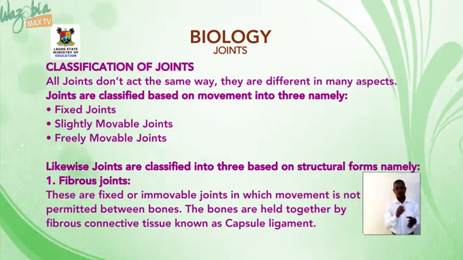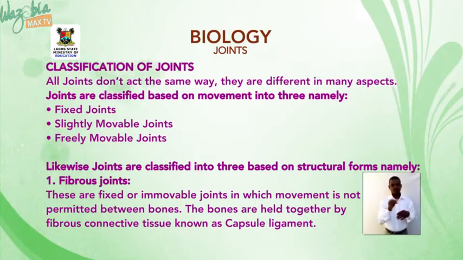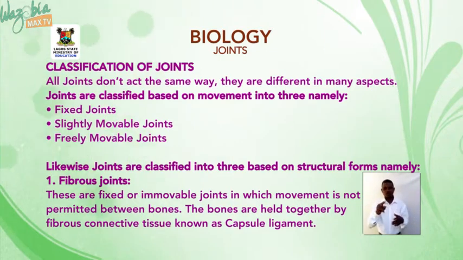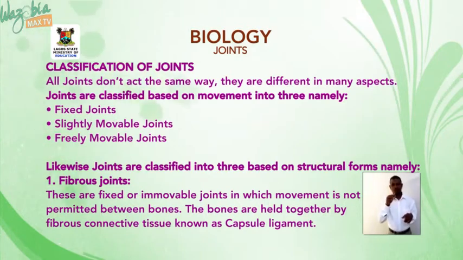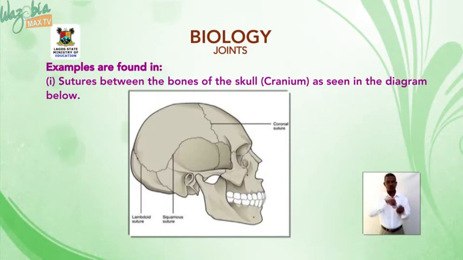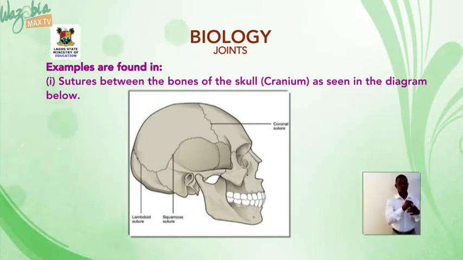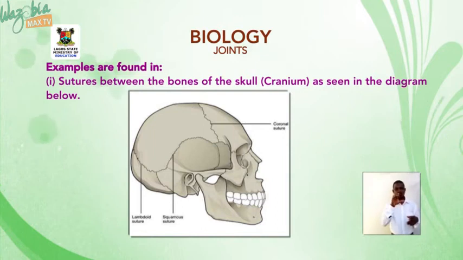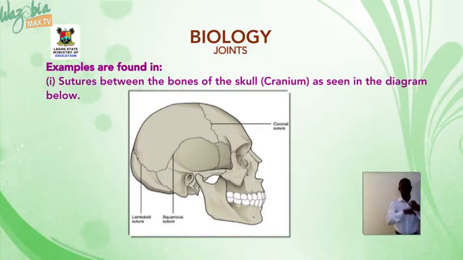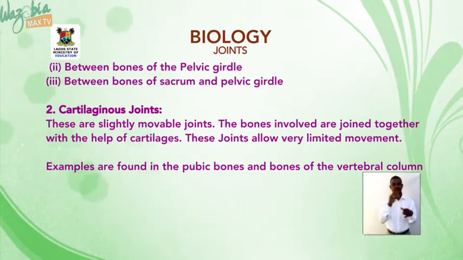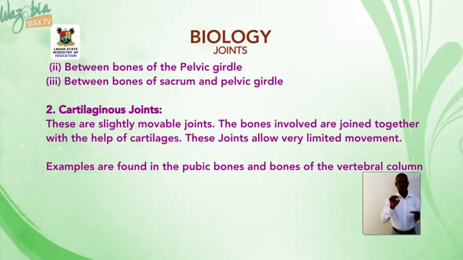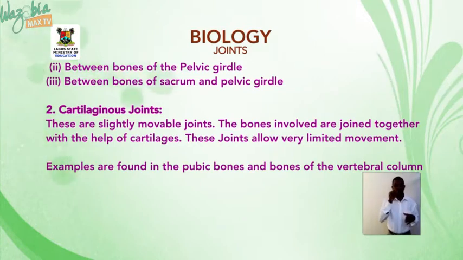These are fixed or immovable joints in which movement is not permitted between bones. The bones are held together by fibrous connective tissue known as capsule ligaments. Examples are found in 1. Sutures between the bones of the skull, that is cranium, as seen in the diagram below. 2. Between bones of the pelvic girdle. 3. Between bones of sacrum and pelvic girdle.